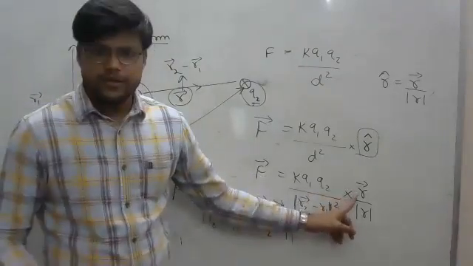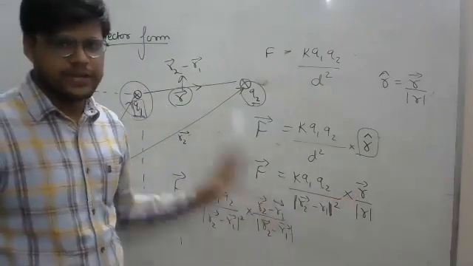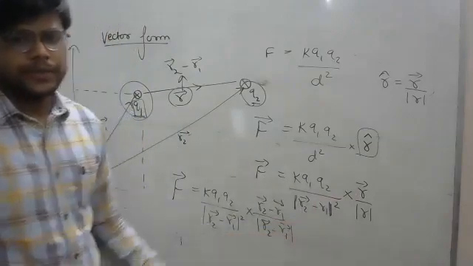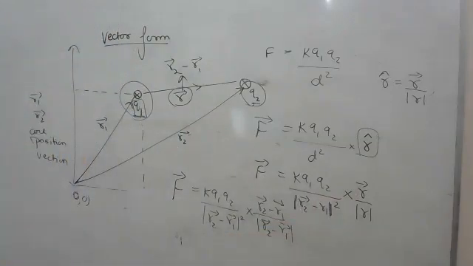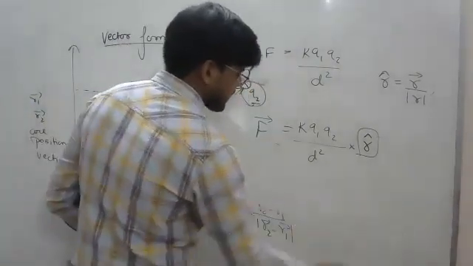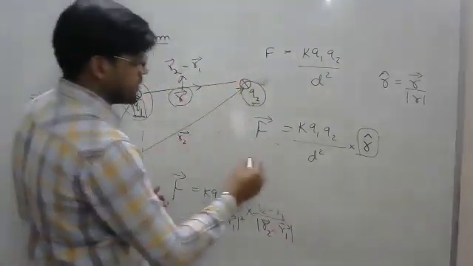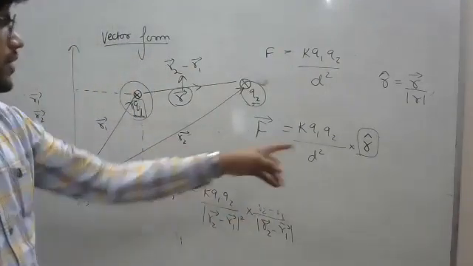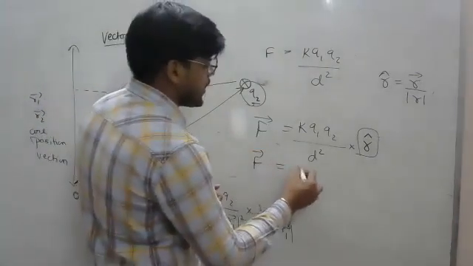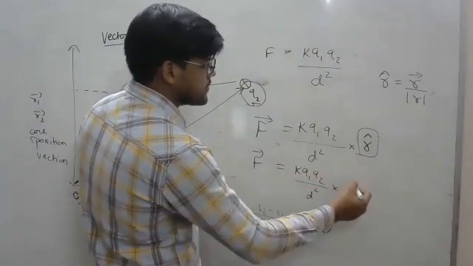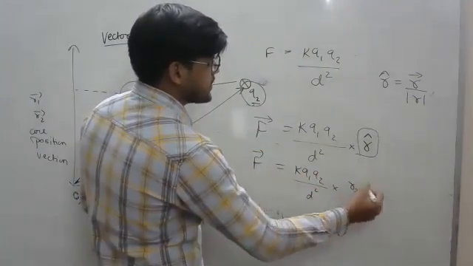This is R vector. So here I will simply write R2 minus R1 in vector form. But here this is magnitude of R, so again I have to apply magnitude sign. Or else you can also leave it here. This is important, but for the starting purpose, if you are not very thorough with vectors, you can leave the answer here: K Q1 Q2 upon D square, and instead of R cap I will write R2 minus R1.